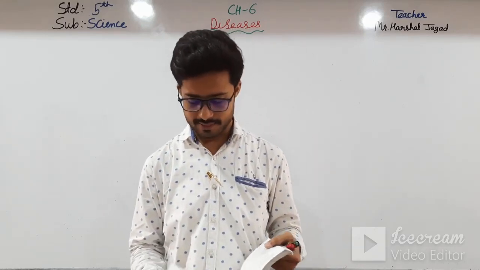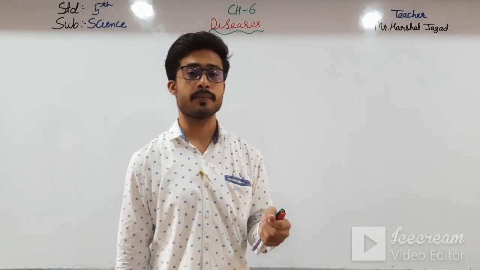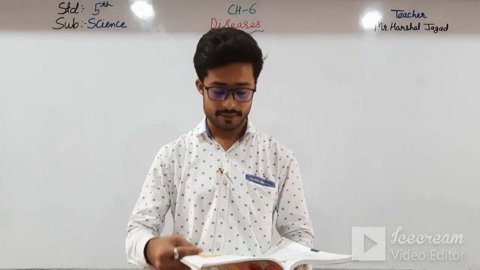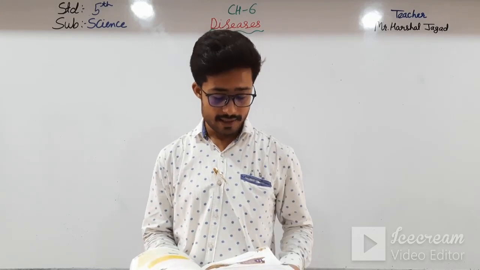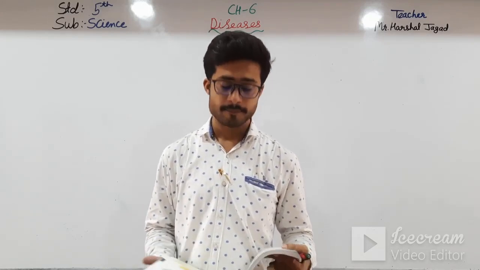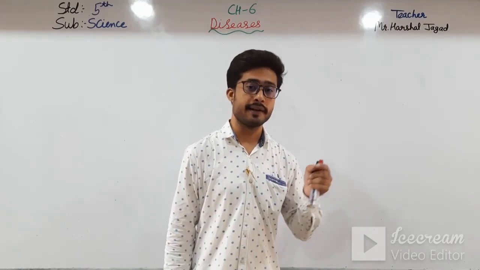diseases spread by insects and animals. You know that in that, mosquitoes spread malaria. Okay, students, this we have seen in the previous video. And then after, here we are at controlling the spread of communicable diseases. How to control the spread of communicable diseases?